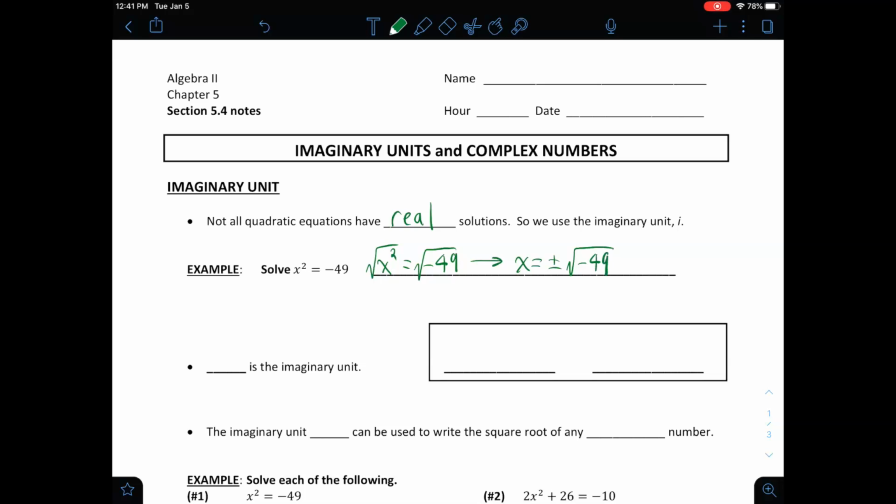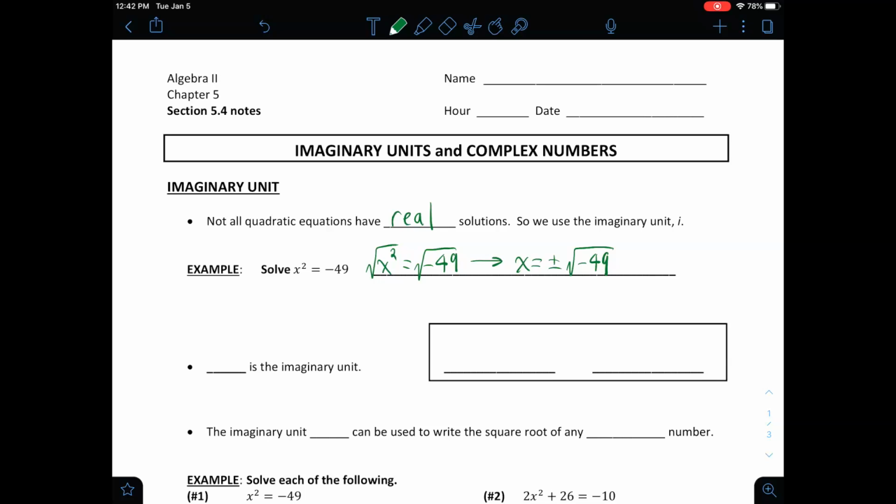It's kind of like a placeholder. We're not allowed to take square roots of negative numbers, which is why this is a problem. But mathematicians, we didn't let that stop us. We came up with a placeholder, kind of an imaginary number, to help us still solve quadratic functions that don't factor and stuff.